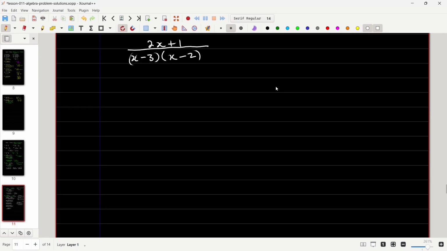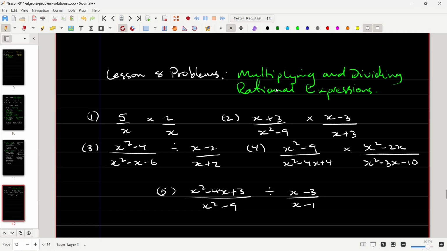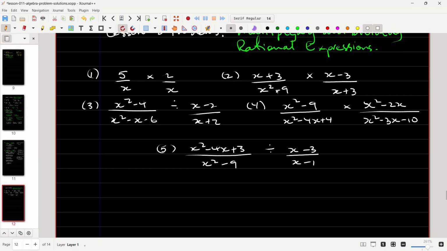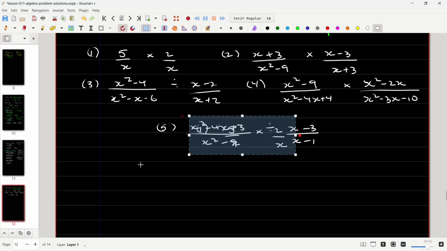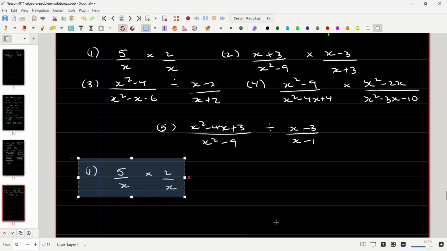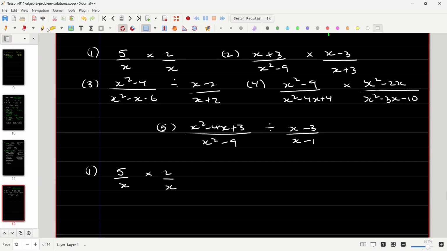All right, let's go on to the next section now, which is multiplying and dividing rational expressions. This here is simple. Multiply top by top, bottom by bottom if you have a multiplication sign. And if you have a division sign, you rewrite, and then you do the same thing that you do for multiplication. So let's do them quickly now. So here, this would be equivalent to 5 twos are 10, x squared, and that's the answer.